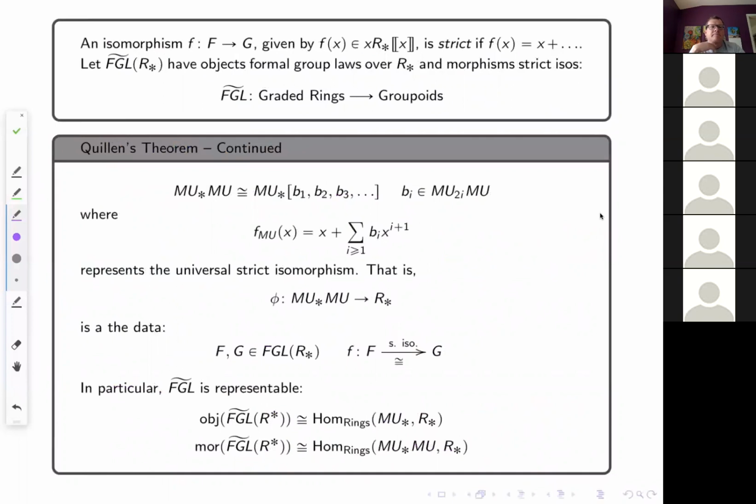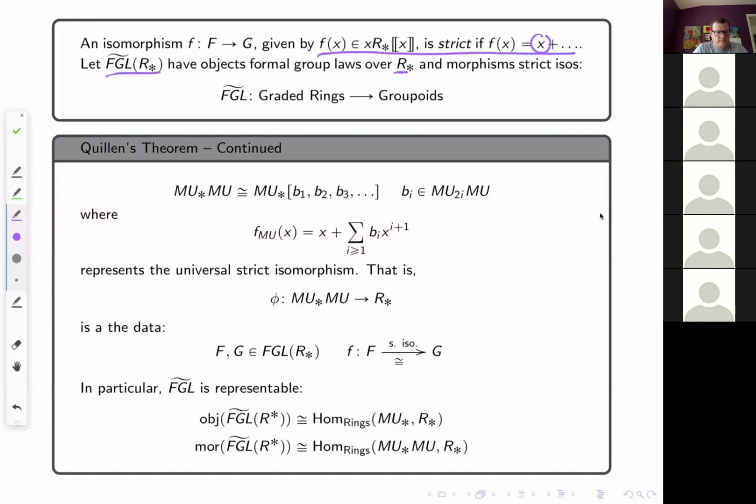Okay. Suppose that you have two formal group laws. We talked about morphisms. We're going to say that an isomorphism is strict if it just starts with x. These were power series. So I can form a new category. It's going to be a subcategory of the formal group laws on R. It's going to have all the same objects, but the morphisms are just going to be the strict isomorphisms.